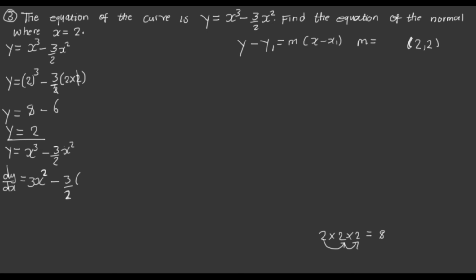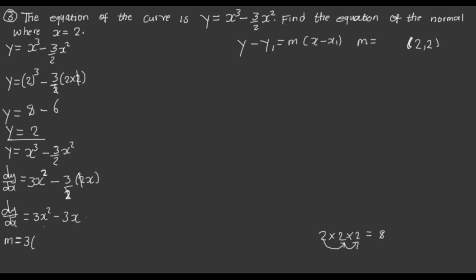Then we will bring our 2 to the front. We have 2x raised to the power 1. So we can simplify our negative 3 over 2 times 2x. If we want, we can just say 3 times 2, 6, divided by 2, 3. Or we can just cancel the 2. Then negative 3 times x, we get negative 3x.